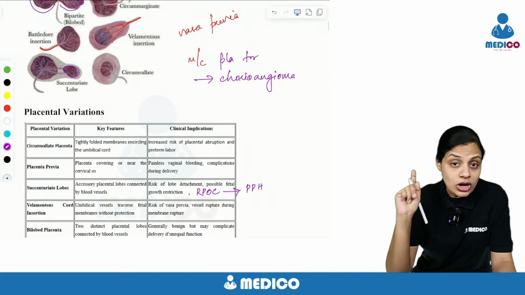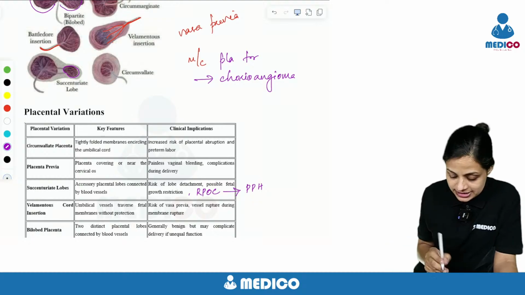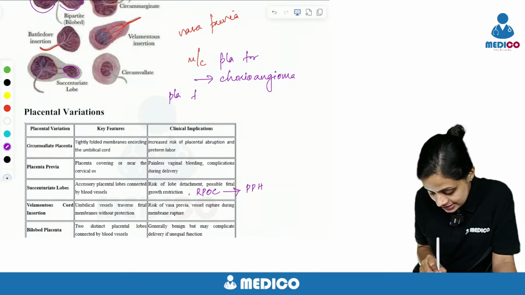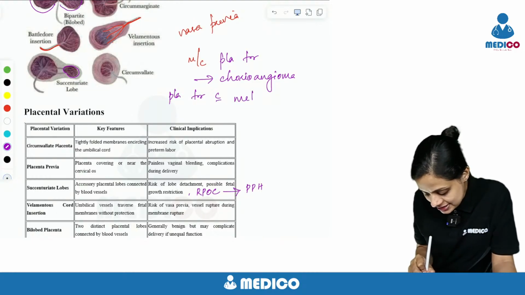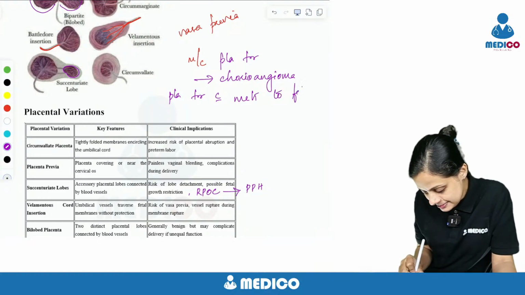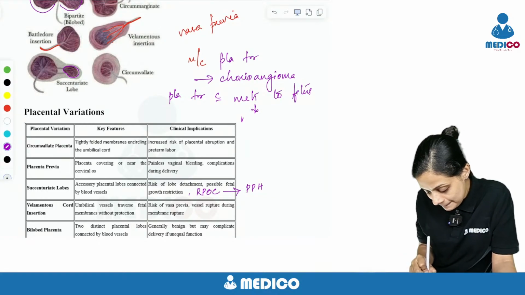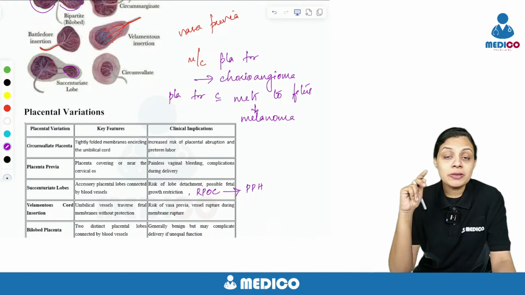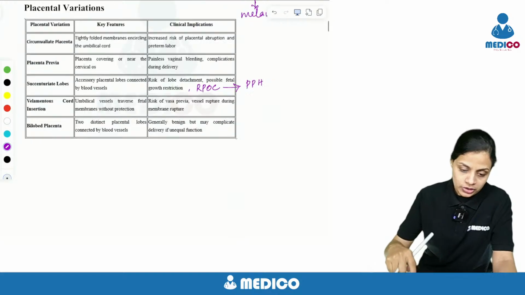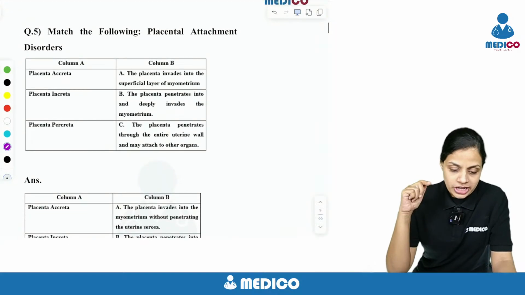And the only placental tumor that can metastasize to the fetus, which is that? It is the melanoma. These are two things about the placental tumors that you need to know. Okay, let's go to the next question.